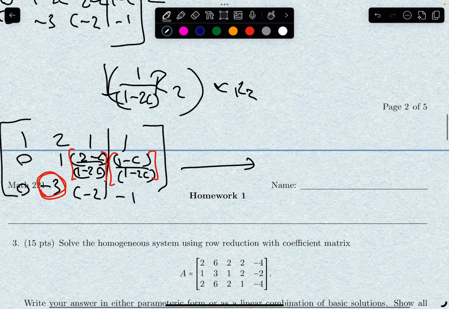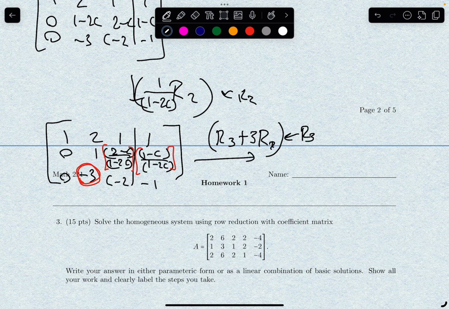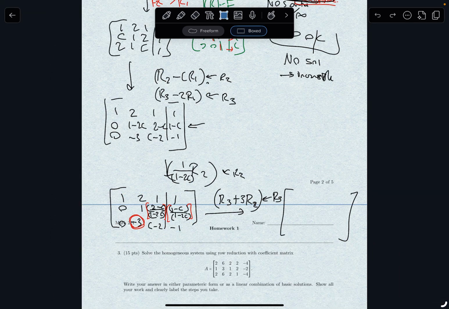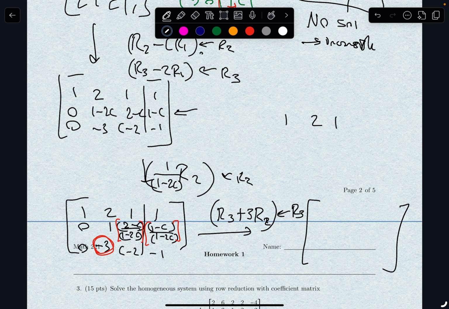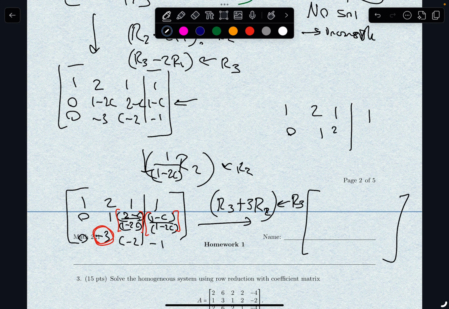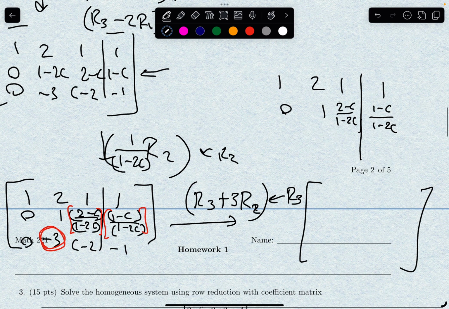So what we're going to do is R3 plus 3 times R2. What does that give us? That was our new R3. Well, the answer is none other than, and let's make this beautiful up here. Oh, sorry, that was not what I was looking for. 1, 2, 1, 1, 0, 1. And this is going to be (2 minus c) over (1 minus 2c). And this is going to be (1 minus c) over (1 minus 2c). And this here is going to be 0. It's going to be 2c. We're going to actually solve for those right now.